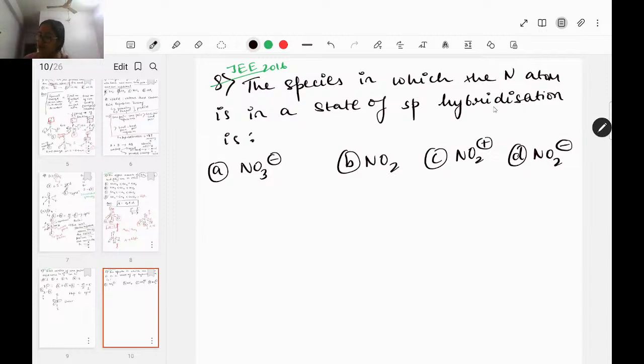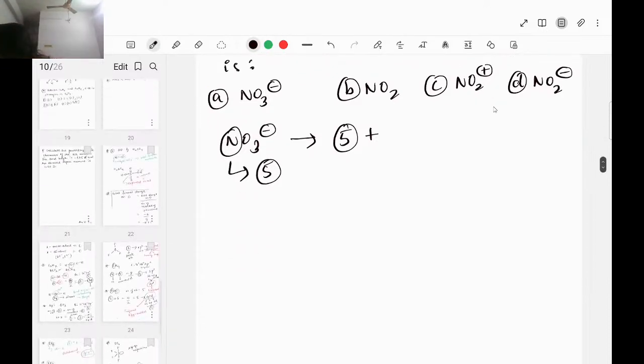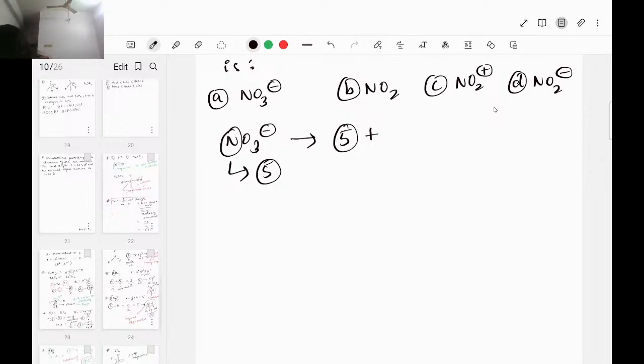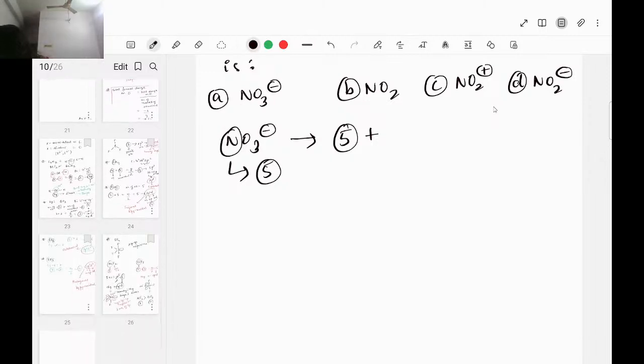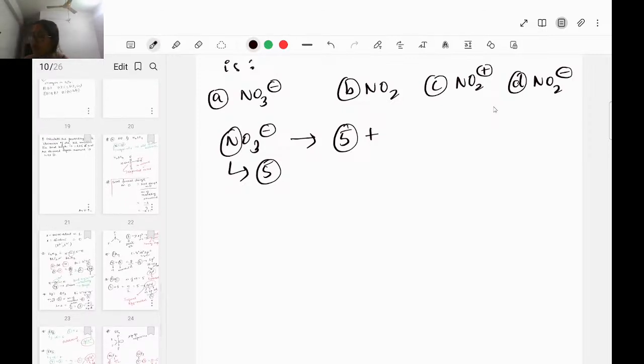What was happening over here? For NO3 minus ion, let us take the example of that. The nitrogen atom over here is the central atom and the number of valence electrons is 5. So 5 plus, I just explained one thing. Okay, if I have forgotten, no, I did explain it somewhere. Let me just check. I did explain it somewhere. If I have not, then let me explain.